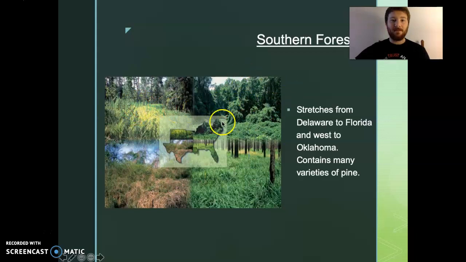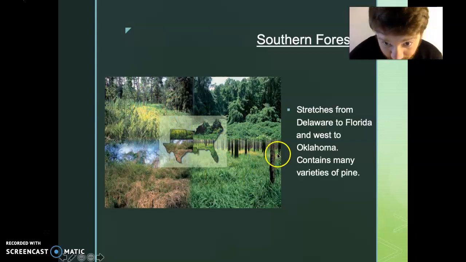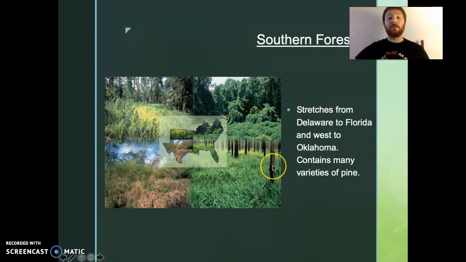And maybe you might see some of this along a Georgia highway, maybe Tennessee. This is a lot of kudzu that covers a lot of these bushes. And this looks a lot like Florida too, with overgrown grass and some taller trees here. These look like yellow pine. Can't really tell what these are, but anyway, they contain varieties of pine, which is also an evergreen tree.